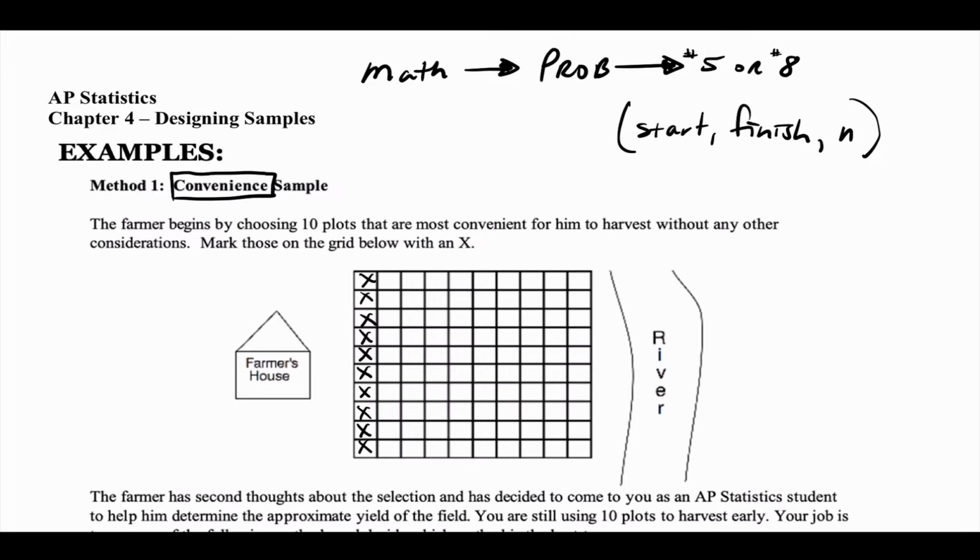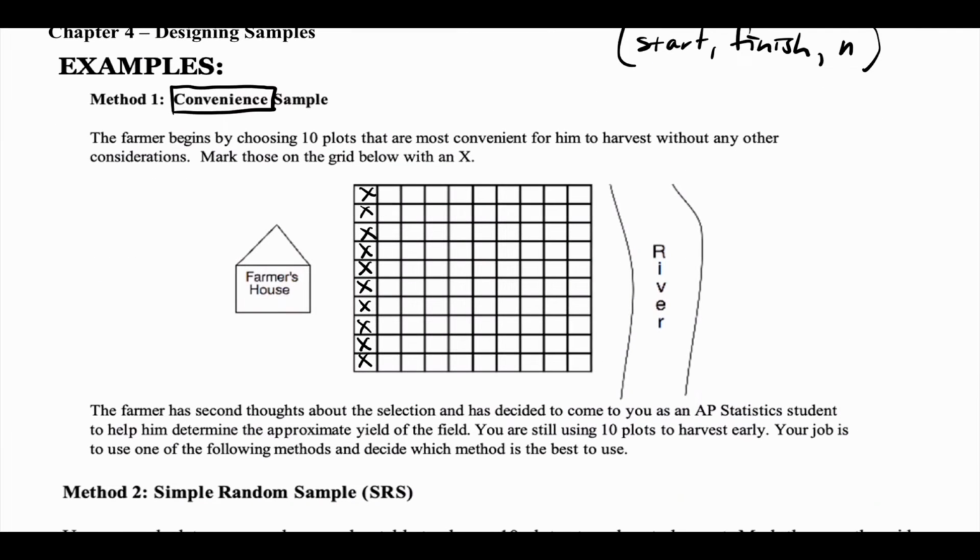First thing we did was a convenience sample. Convenience sample is the worst type of sample. It's not random at all. It's whatever's easiest for me. There's no randomness. There's no system. It's just whatever plots are closest to the house are easiest for the farmer. So it's not a sampling method. It's a poor way of doing sampling.